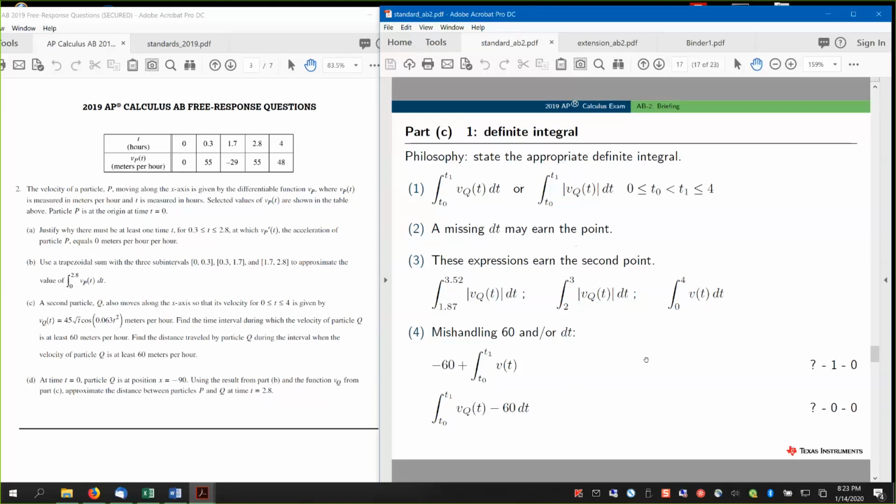And let's see, here are some examples of mishandling of the constant 60 and/or the dt. So here in this first one, the student earns the second point for appropriate values of t0 and t1. That means if they satisfy this inequality. But they're not eligible for the third point. And in the second example, the integrand expression is simply wrong. So the student doesn't earn the second point, and they're not eligible for the third.